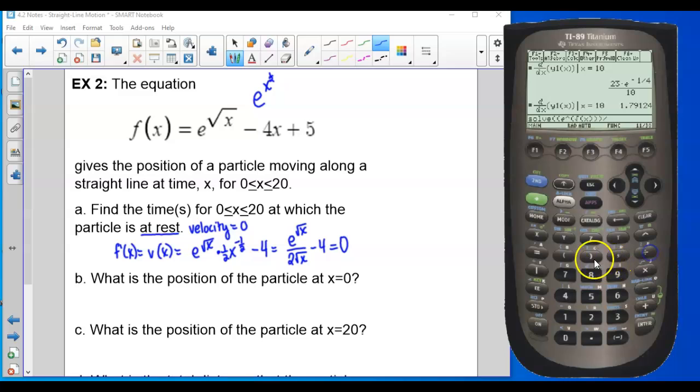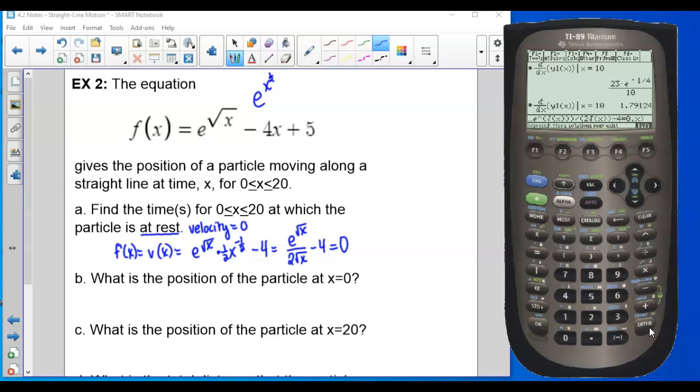And then this is going to be divided by, we're going to open another set of parentheses for our denominator. So we'll have 2 square root of x. You have to close your parentheses for your x and close your parentheses for your denominator. And we're going to say minus 4 equals 0. And then for this, we have to put a comma x so that the calculator knows what we're solving for. And we'll hit enter.